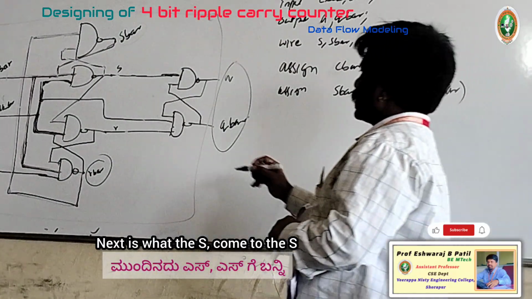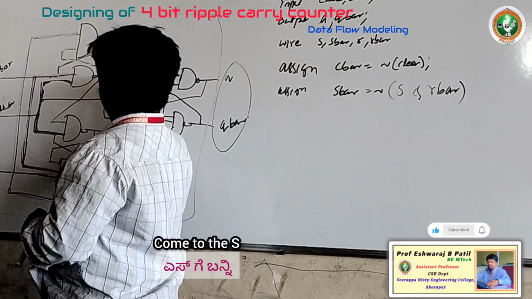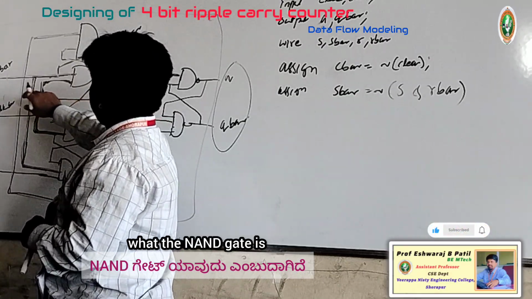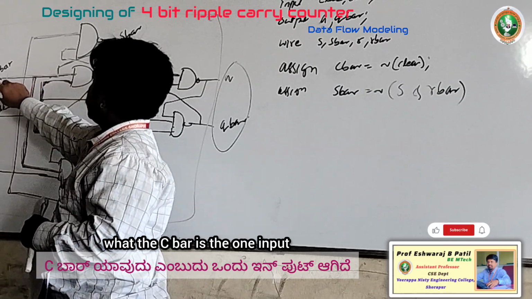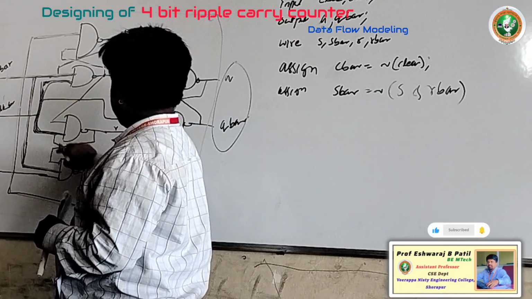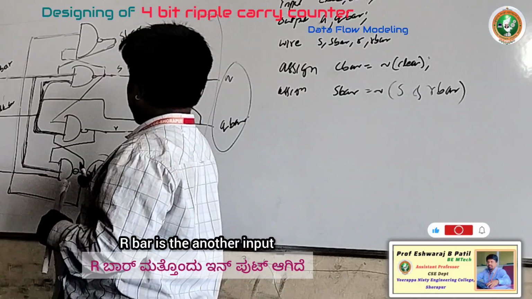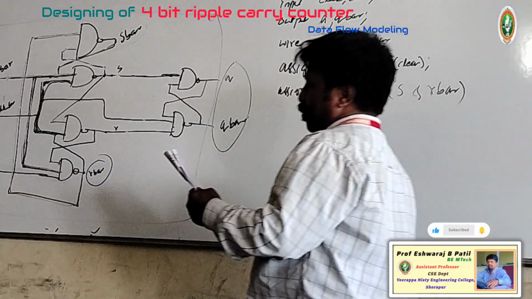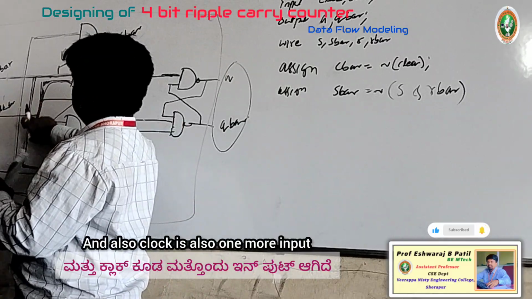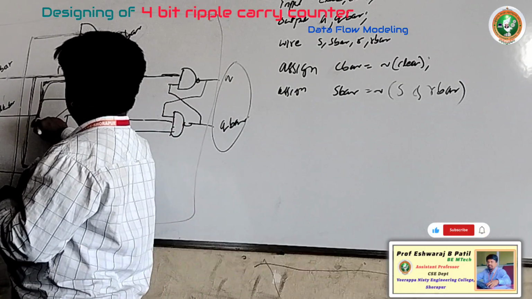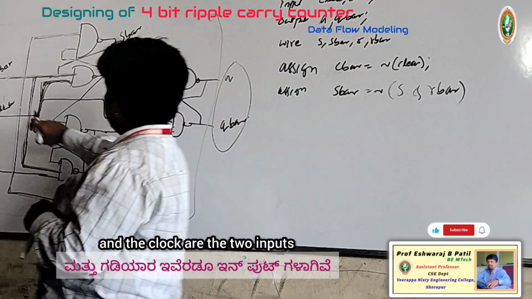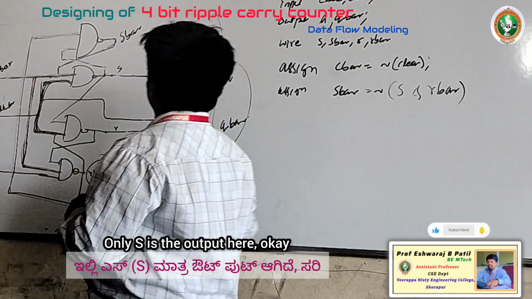Next, come to the S. S is the output here. The inputs to this NAND gate are C bar as one input, R bar as another input, and clock as one more input. R bar and the clock are the two inputs. Only S is the output here.